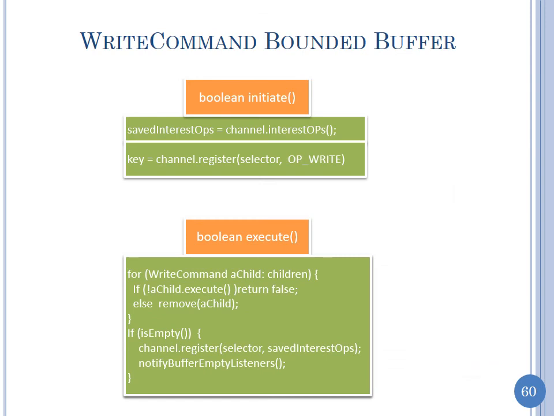So here's my bounded buffer. Every time the buffer becomes non-empty, its initiate method is called by the selector thread, and it saves the old interest ops. It knows that it's going to set this to write op, and in the steady state we don't want write op to be the operation of interest, so there might have been some other operation, including no op. It saves that operation every time it's called, and then it does what I described earlier, and processes the command objects until they're no longer unprocessed.